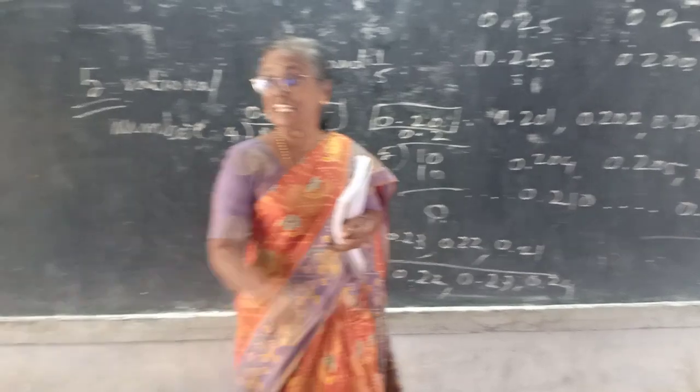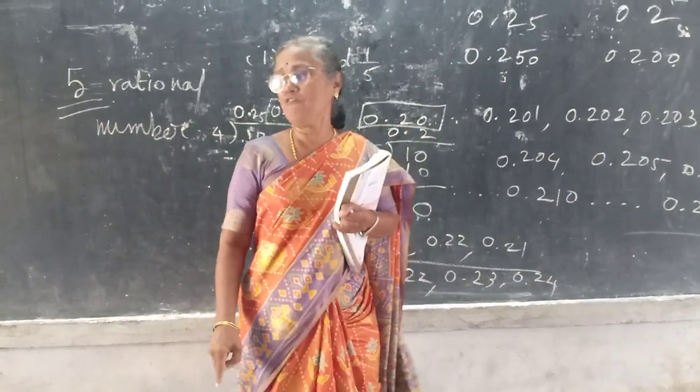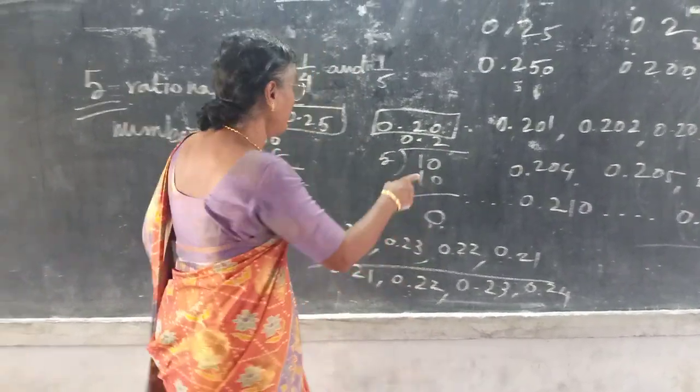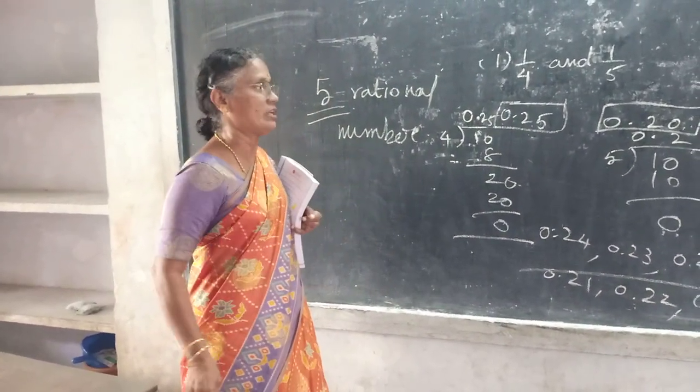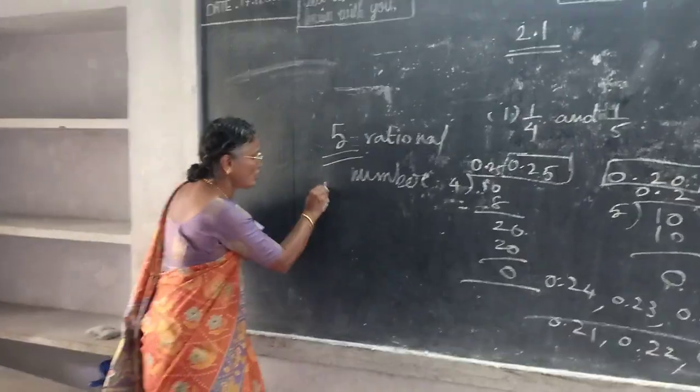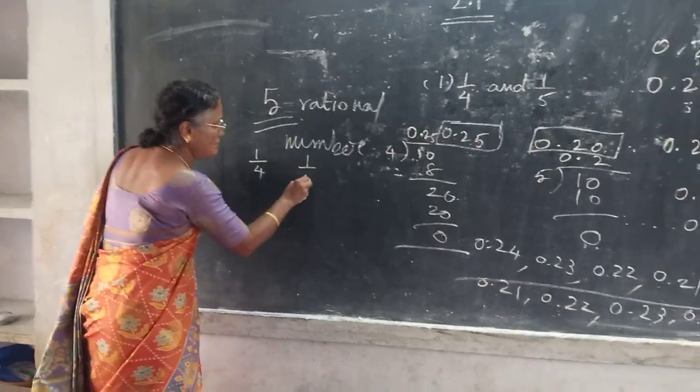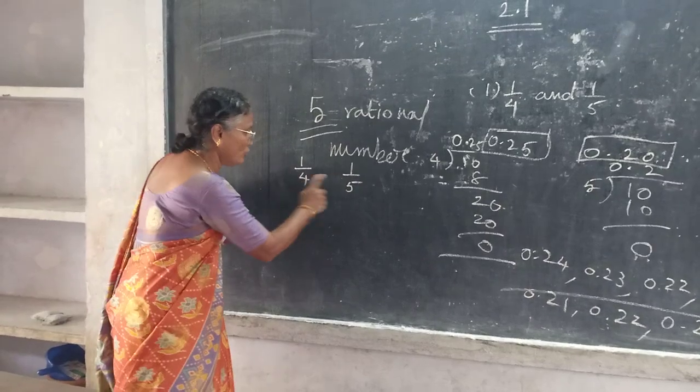Any five. So this is the method of decimal. With the help of decimal you are doing. Otherwise, how you can see is 1 by 4, 1 by 5. What you can do?